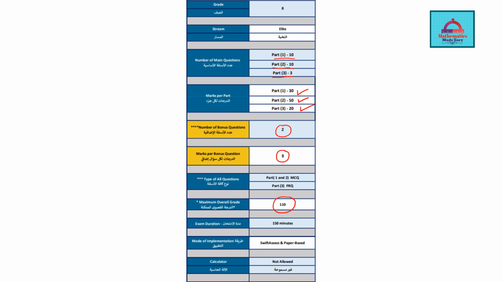Also, your part 1 and part 2 are the ones which will be online on Swift Access. It is going to be multiple choice questions which are going to be online, and then for part 3 and the bonus questions, it is going to be free response questions where you need to show your steps and the working. The total time for your exam is going to be 150 minutes, that is 2 hours 30 minutes. Calculator for grade 8 elite is not allowed in the exam.